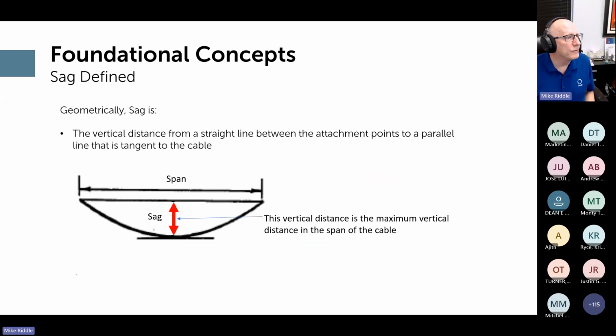So here we go. Sag defined. Geometrically, sag is the vertical distance from a straight line between the two attachment points to a parallel line that is tangent to the cable. So we've got our attachment points, this horizontal straight line between the two. Here's the actual cable. Here's that tangent line. This distance is the sag.